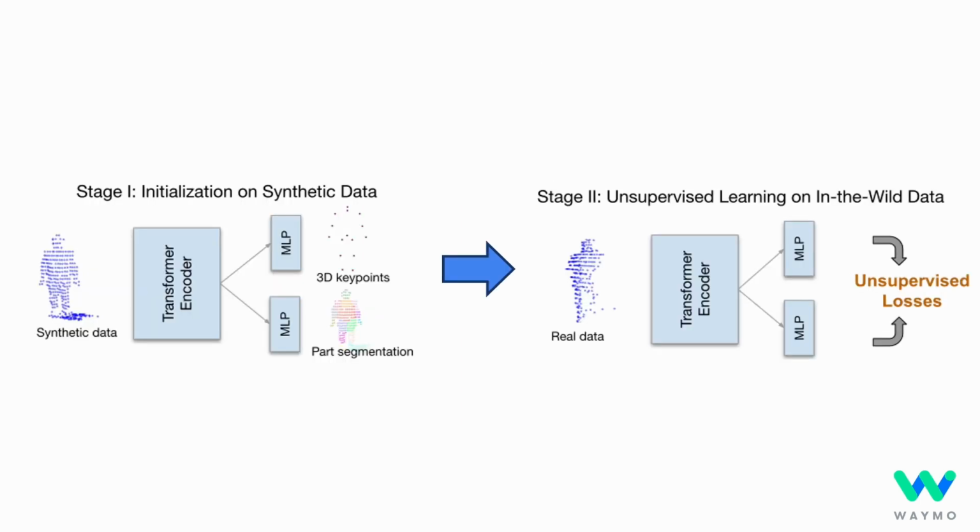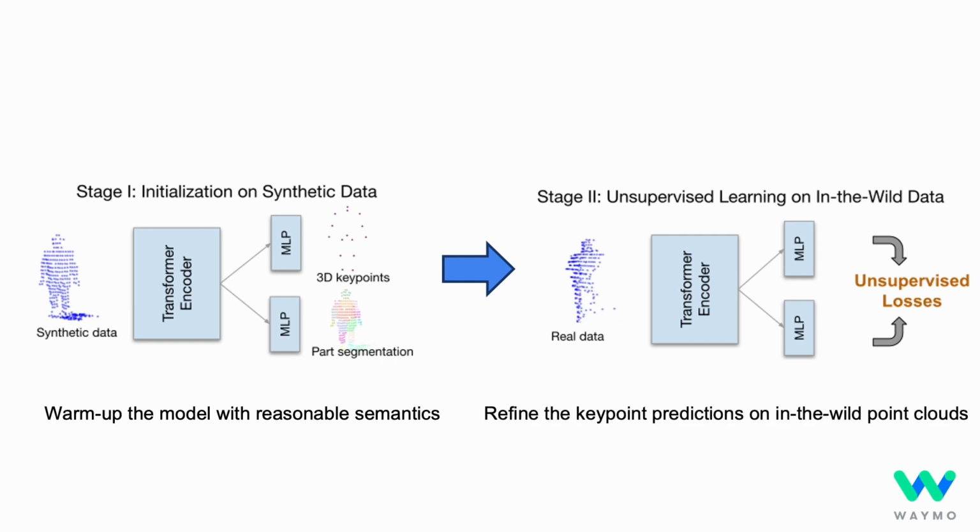The complete training pipeline of GCKPL consists of two stages. In the first stage, we initialize the model parameters on a synthetic dataset. The purpose of stage 1 is to warm up the model with reasonable semantics. The second stage generalizes the model to real-world data. In this stage, we use our unsupervised losses to refine the key point predictions on in-the-wild point clouds. Next, let's delve into more details.